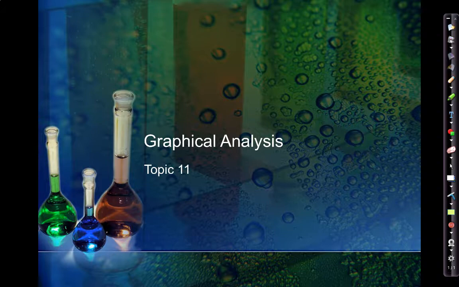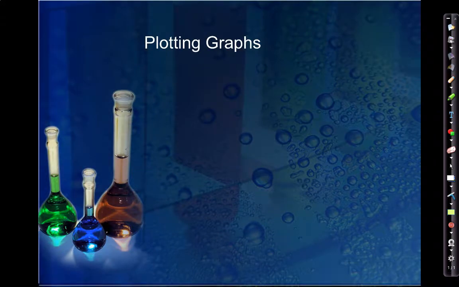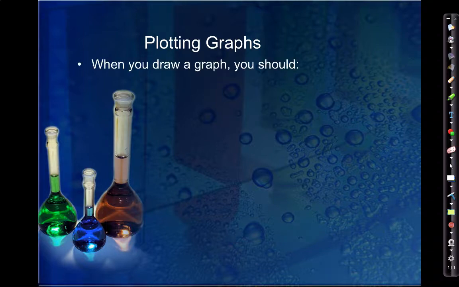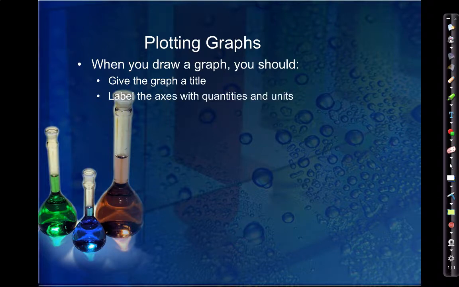Alright, so in this video we're going to do a quick review on graphing. Whenever we are graphing something, we want to make sure we do the following. Make sure you give it a title. Make sure you label the axes with units. Make sure you use the available space effectively, so it shouldn't be a small, tiny graph for a large area.